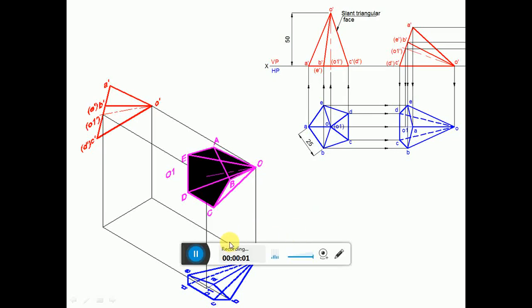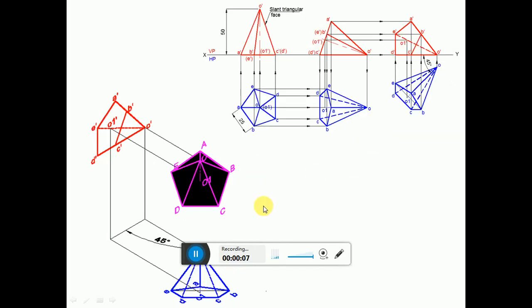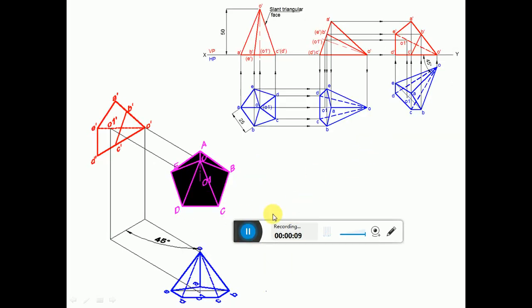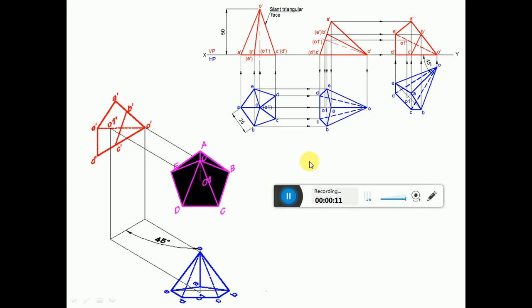So now, continuation from the 145 problem. So here, since the axis appears to be inclined to VP, now in the second position top view, when the slant triangular face is to rest on HP, the axis will be inclined to HP. So once the axis is inclined to HP, obviously that axis will be in apparent length.